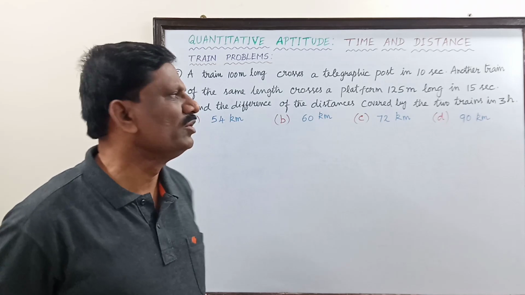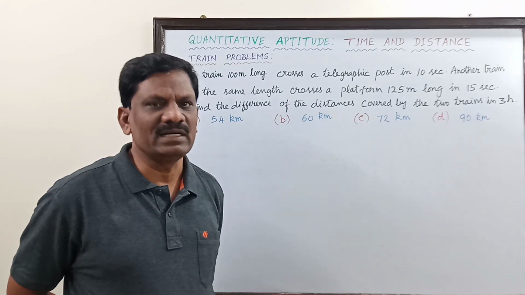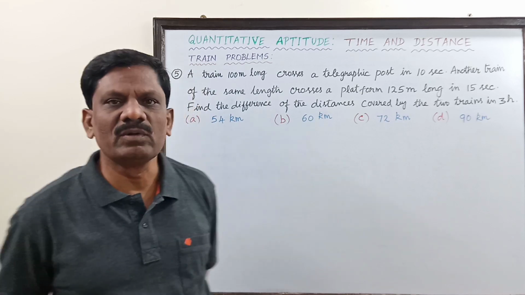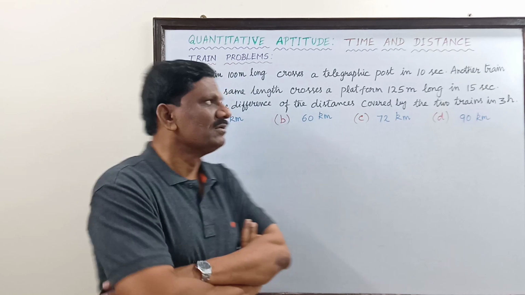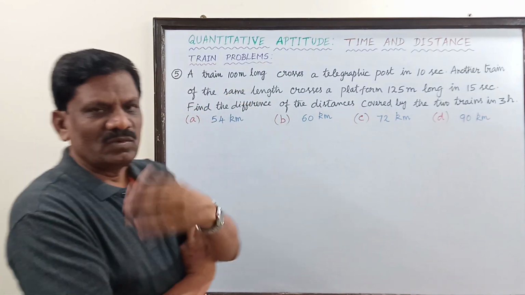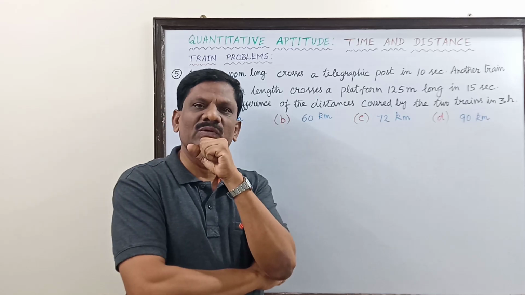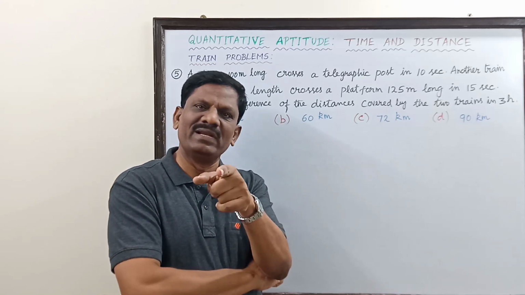It's a very good numerical problem. We have to read again and again till we understand. So here totally how many trains are given? 2 trains. So the length of the first train is 100 meter. What is the length of the second train also? It is having the same length. So second train also is having the same length.